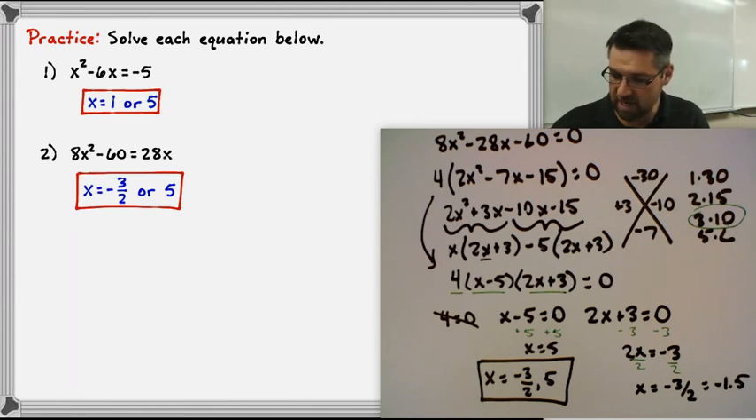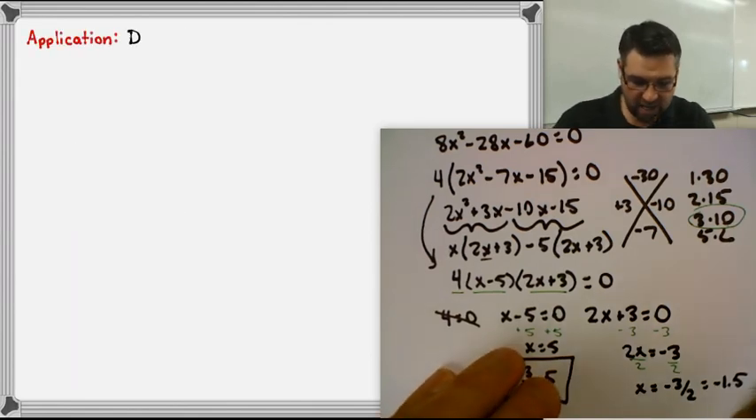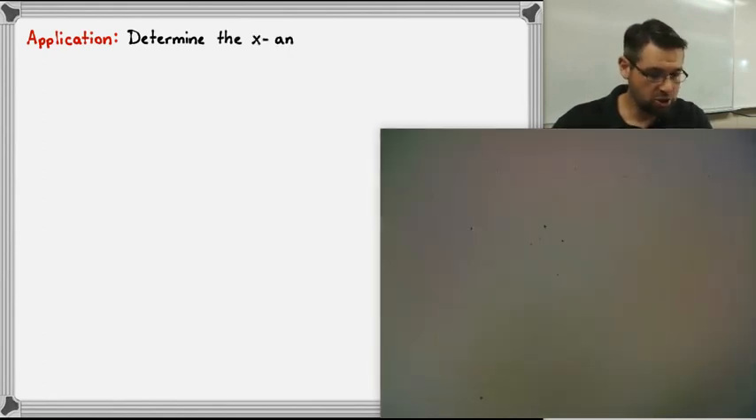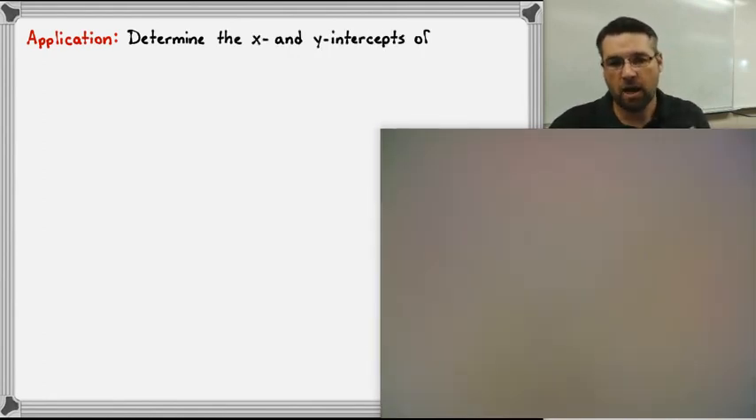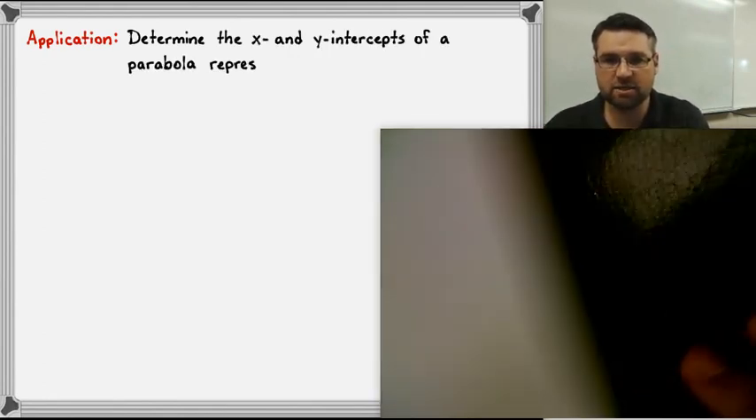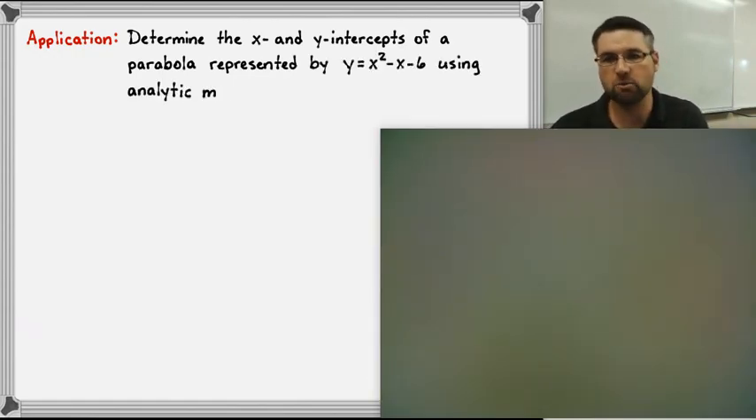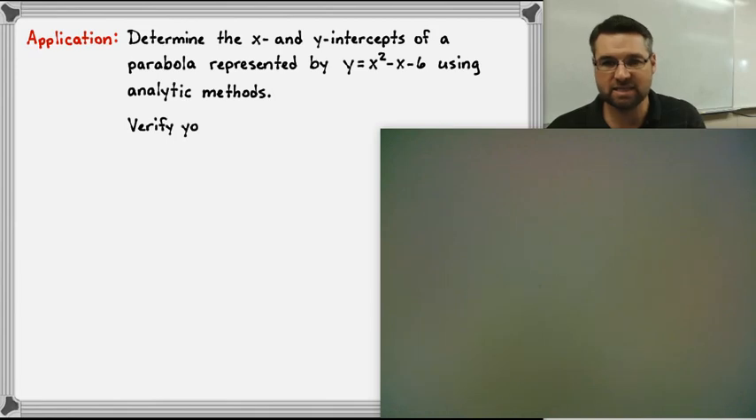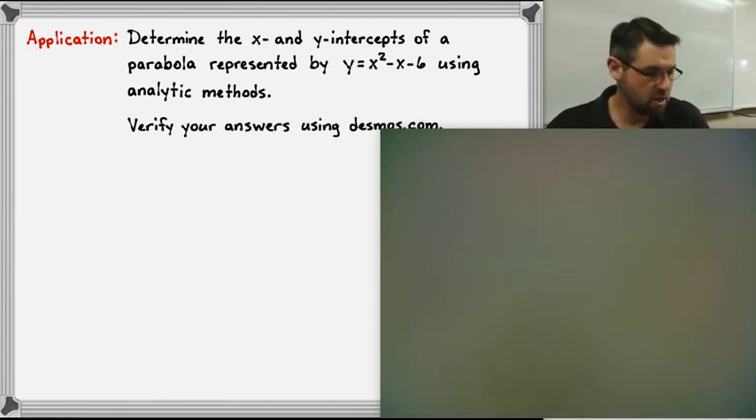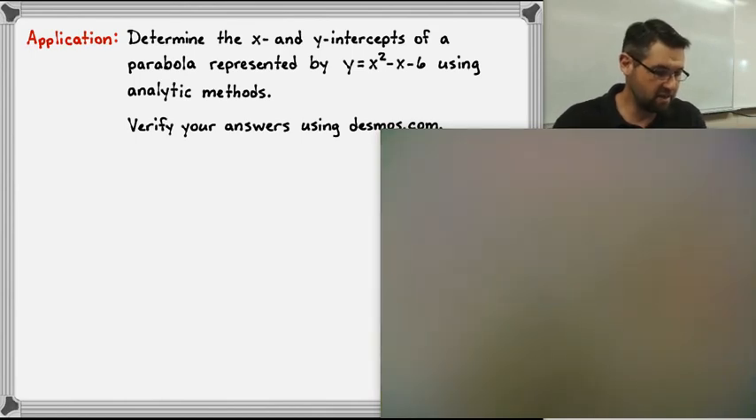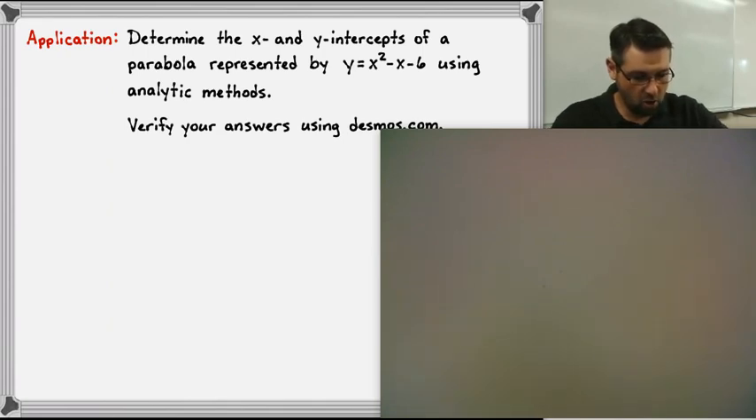So let's go on to the next thing here and see how this applies a little bit more to our graphs. Here it says, determine the x-intercepts of a parabola represented by the equation y equals x squared minus x minus 6 using analytic methods. Well, before we get into the analytic methods, let's go ahead and look at the graph of this. And I'm not going to dwell a whole long time on the graph of this equation.